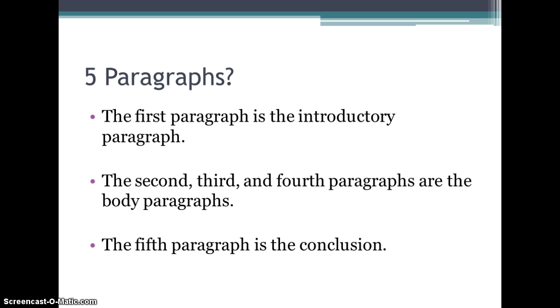We use the five paragraph format for essays because this keeps us organized. The first paragraph is the introductory paragraph, the second, third, and fourth paragraphs are the body paragraphs, and the fifth paragraph is the conclusion.